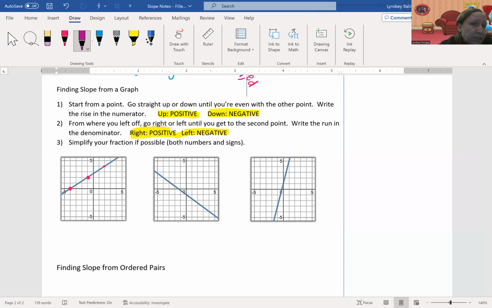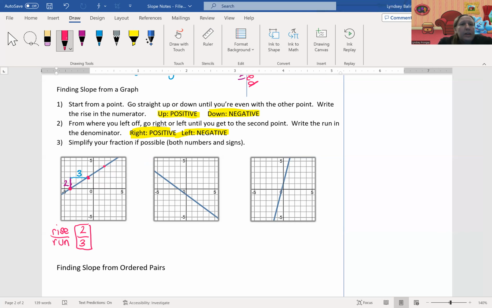I will show you, but we're going to start at the bottom one, and we're going to go up or down until we're even with our second point. So this one is going to go up 2. Up is a positive direction, so our rise is 2. From there, we start where we left off, and now we're going to go 3 spaces to the right to get to our other point. Right is a positive direction, so our run is 3. So remember, our slope is rise over run. Rise was 2, run is 3. It doesn't simplify, so that is our slope.